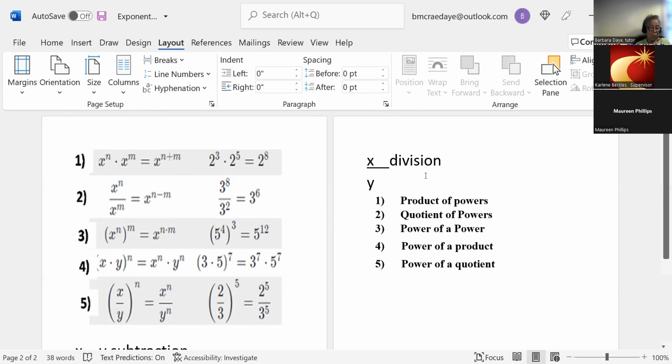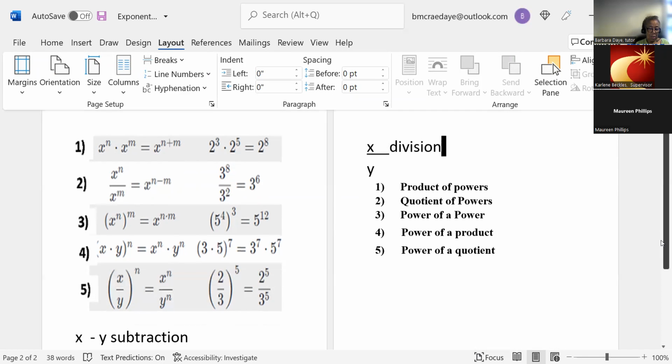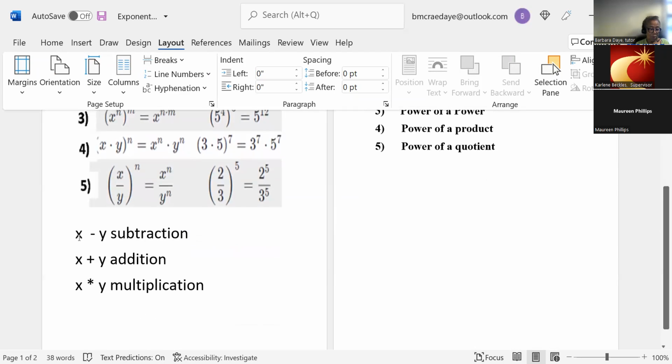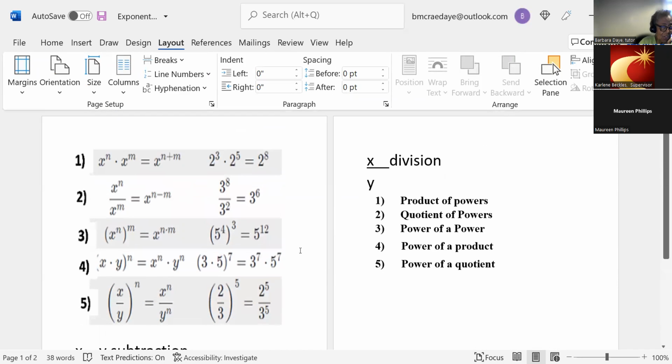So know the difference in your operations, right? Let's see if I can bring this up a little better. Okay, there we go. X divided by Y, that's division. So notice the differences now. With subtraction, you have a minus, X minus Y. Addition, you have X plus Y. Multiplication, X times Y. And then division, X divided by Y.